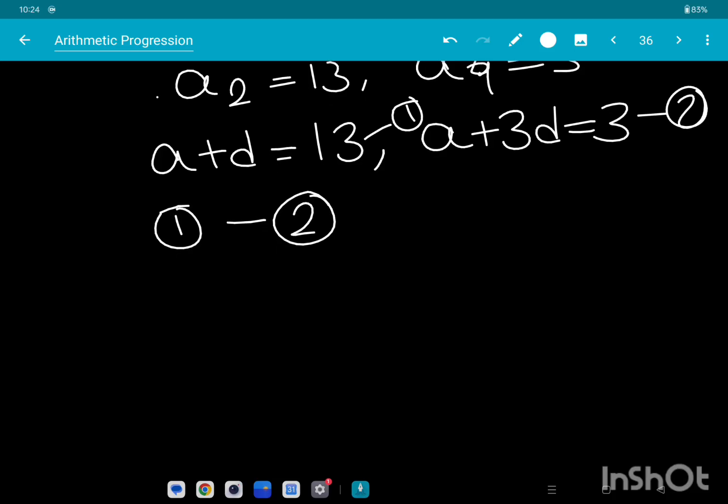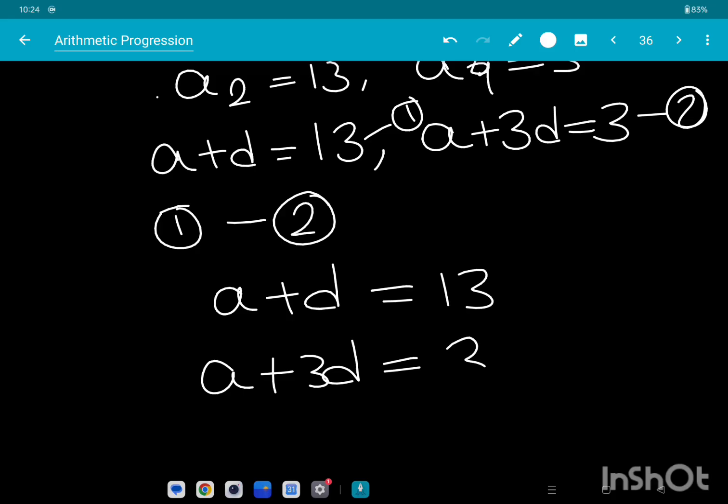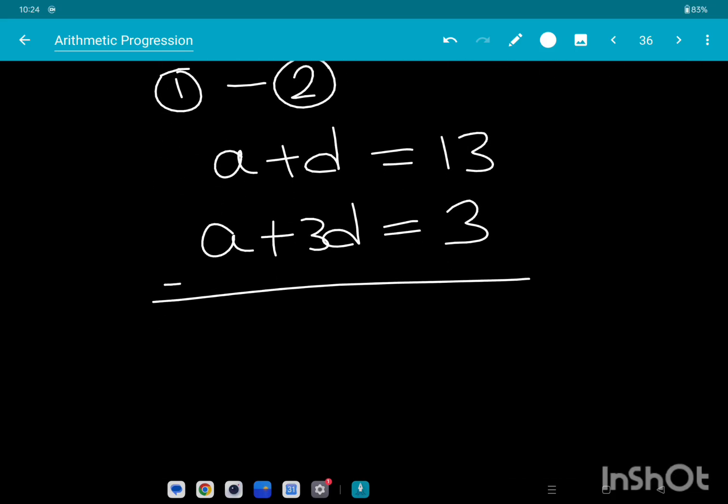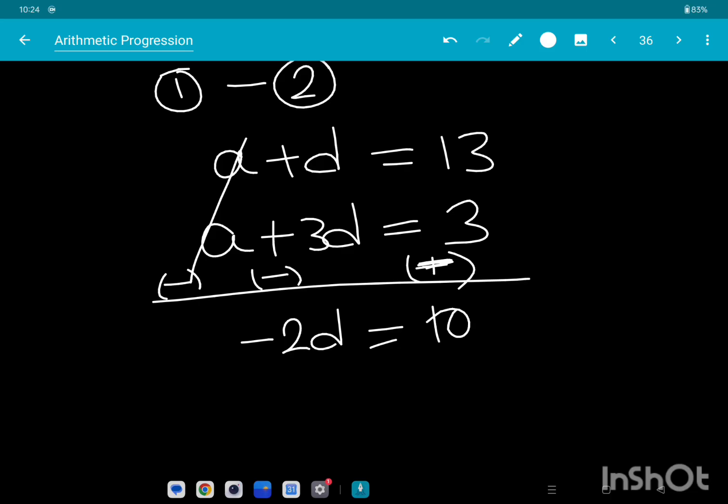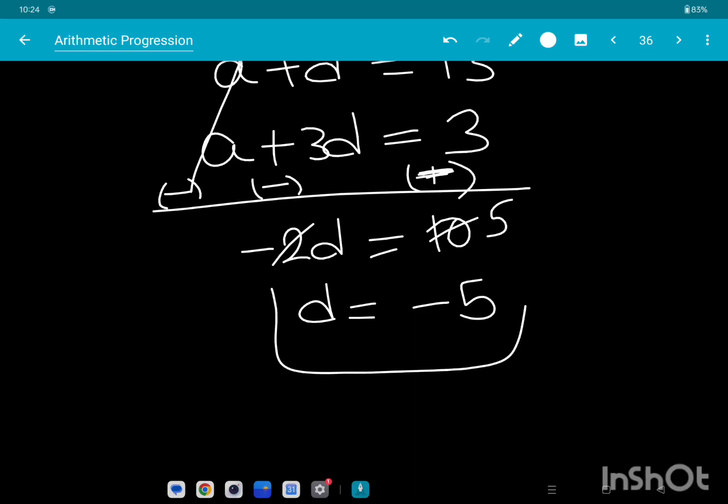Let's solve 1 minus 2. What if I subtract 1 minus 2? A plus D is equal to 13, A plus 3D is equal to 3. If I subtract, the signs will change. Minus, minus, and here it is minus. A minus A cancels. Here I got minus 2D is equal to 10. D is equal to, 2 fives are 10, so I will get minus 5. So here the D value is minus 5.